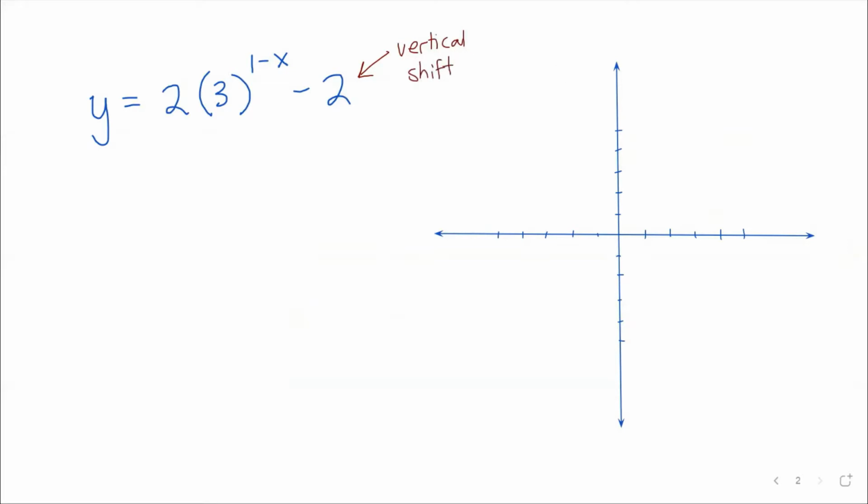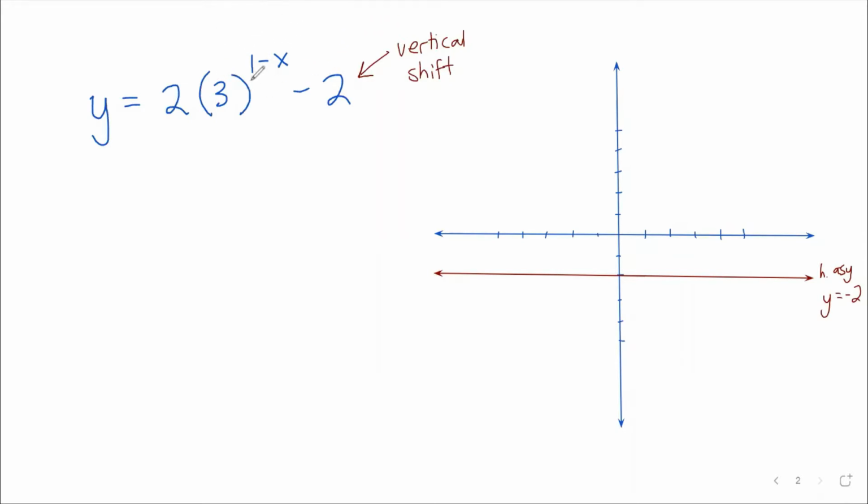And I'll go ahead and just put the asymptote in there at y equals -2. All right, that works. And I'll label that. So horizontal asymptote at y equals -2. Okay. And we know that to get the horizontal shift, we're going to set this equal to 0.